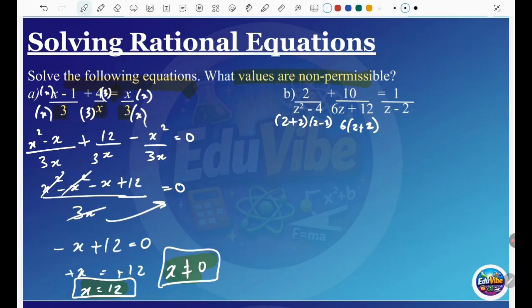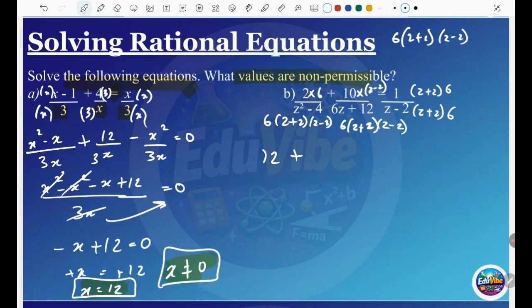So basically this thing has to be multiplied with z plus 2 and z minus 2, and also by 6, because we have 3 things. This has to be multiplied by 6, and this has to be multiplied by z plus 2 and z minus 2. So that's how you can do this now. And we get the common denominator of 6, z plus 2 and z minus 2, which goes to the other side and gets cut out. And we're left with 2 multiplied by 6 is 12 plus 10z minus 20.